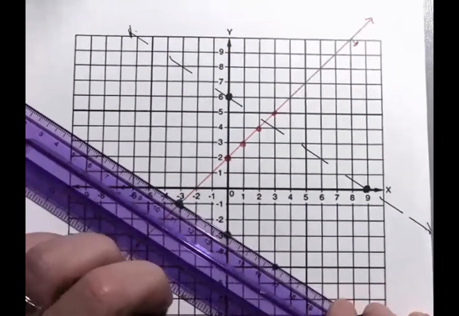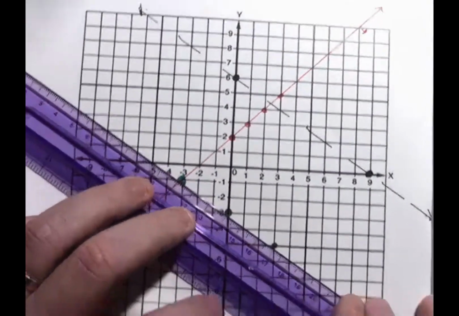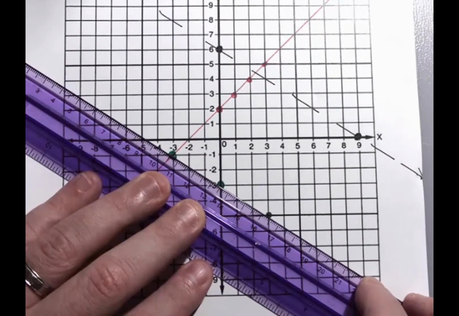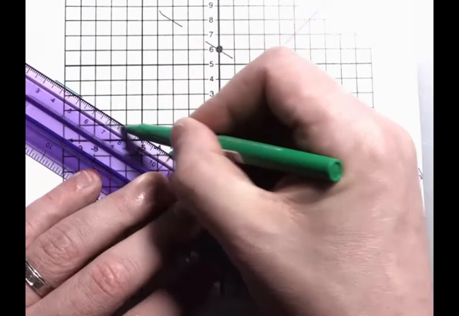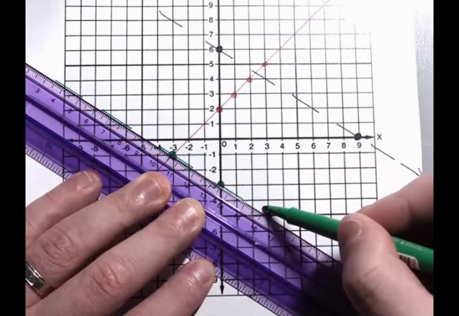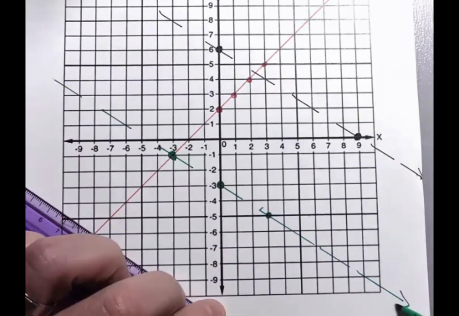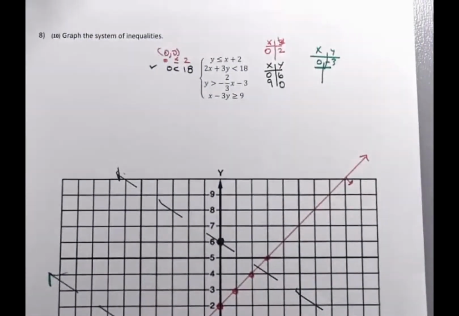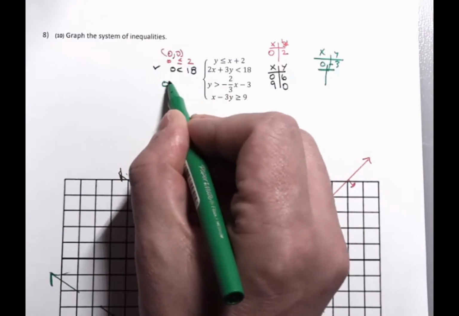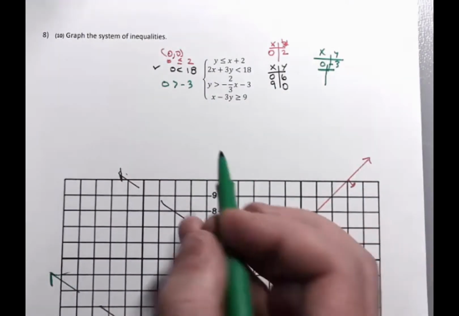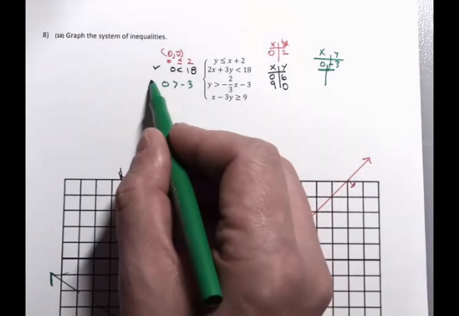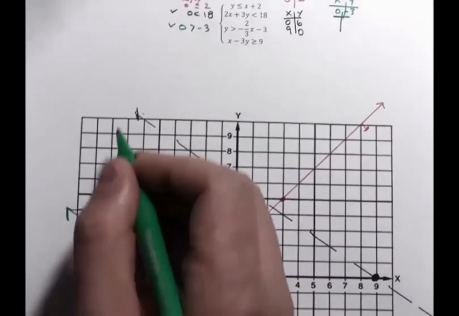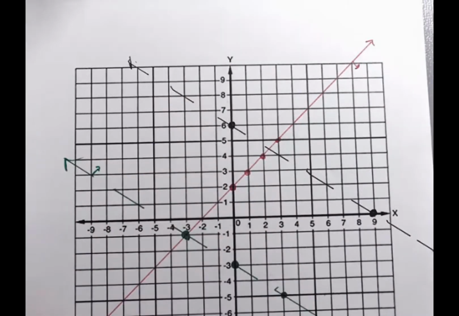So as I get these points lined up in my graph, I will connect them and draw in a dashed line for them. And by testing 0, 0, I can see that 0 bigger than negative 3 is a true statement, which means I will be shading above this line. So coming down here, I got it above here.